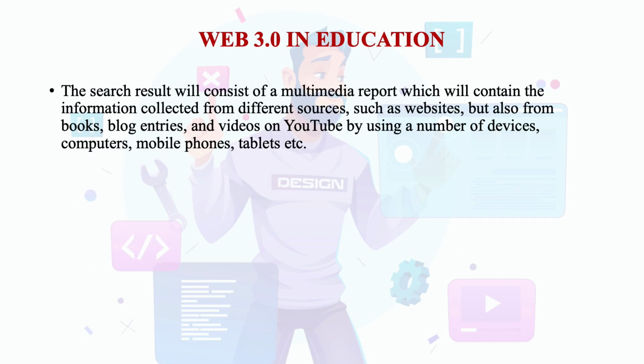The search result will consist of a multimedia report. It is not just a list of websites. After getting the results, it will be displayed in the form of a multimedia report, which will contain information collected from different sources such as websites, but also from books, blog entries and videos on YouTube, by using a number of devices: computers, mobile phones, tablets, etc.